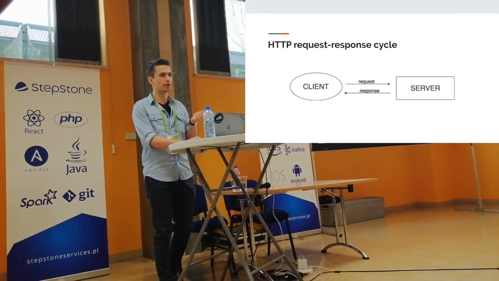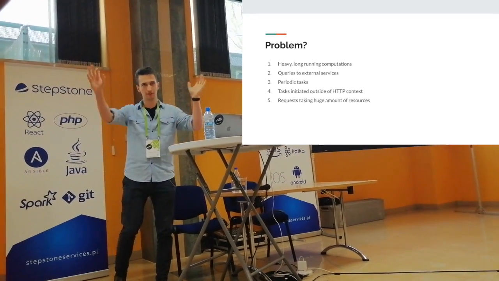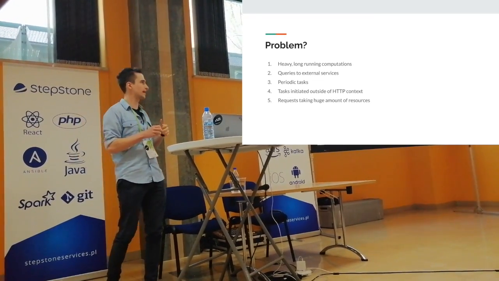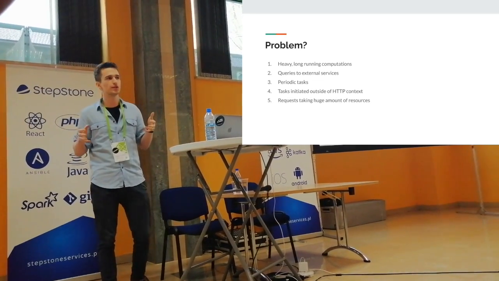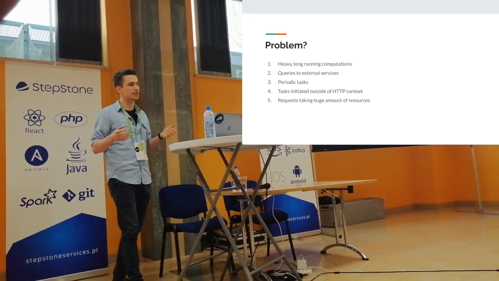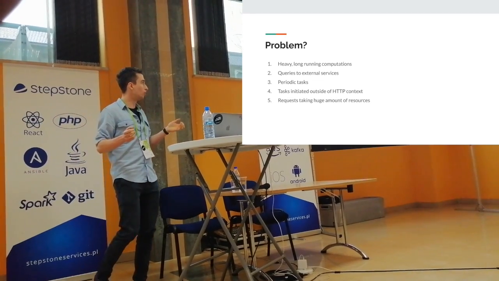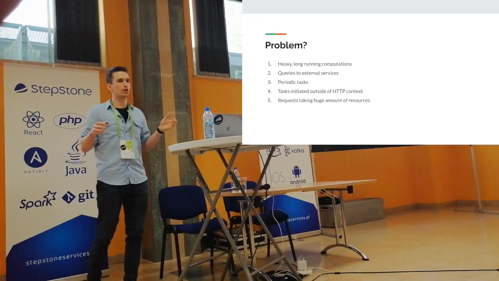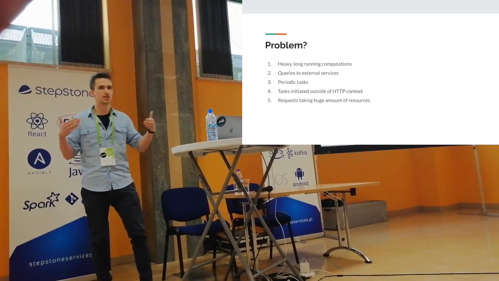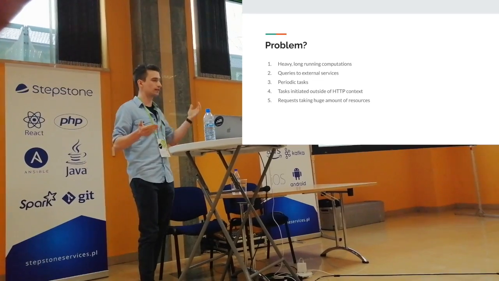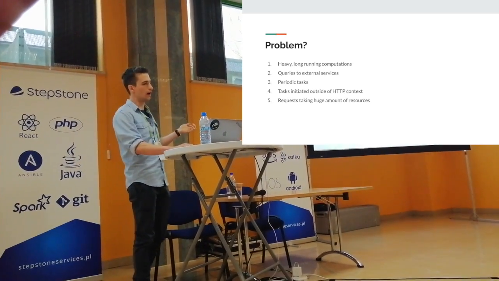And this little assumption creates a lot of problems, because with this architecture we cannot go further, right? Why cannot we go further? Because there are some problems. Clients can ask the server for many things, like heavy, long-running computations, which will consume all of our resources on the server. It can query external services, which may time out, and our server won't respond at all. Also, we can have periodic tasks, which run in a periodic manner and are initiated outside of the HTTP context. In HTTP, the client initiates the request, and in periodic tasks we can't do this, right?